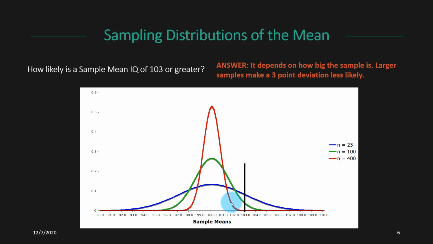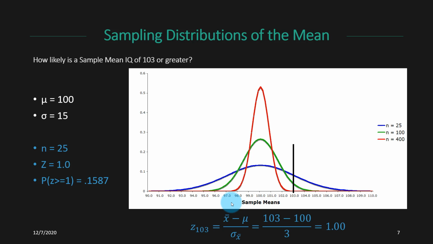But now what we're going to do is take this a step further and not just say that it depends, but actually calculate the z-score under each one of these distributions and get the probability so we can say exactly how likely that is. So let's start with our first example. How likely is a sample mean IQ of 103 or greater when the sample size is 25?